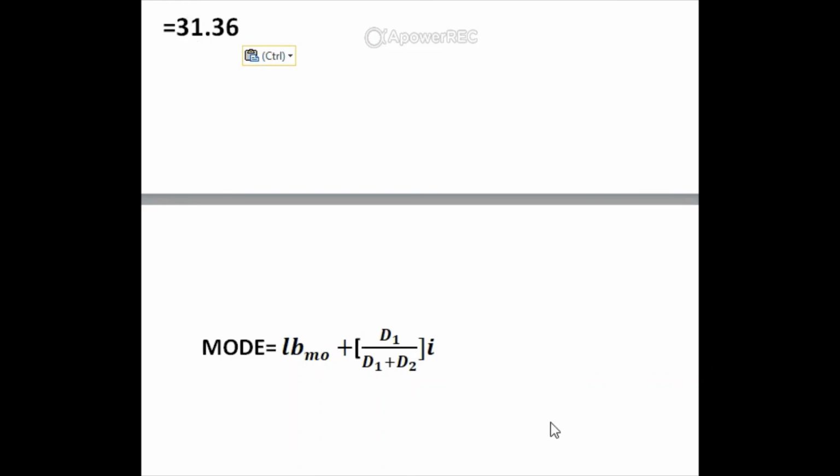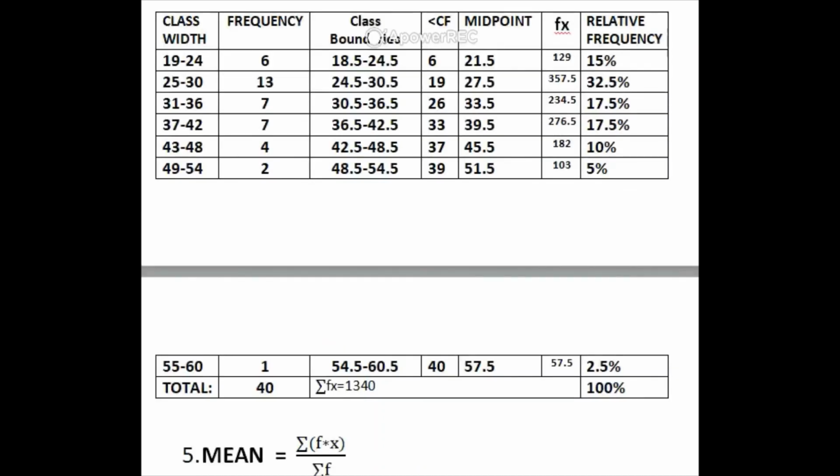Kunin muna natin ang lahat ng data doon sa ating table. Para hindi kayo malito, i-pause nyo muna ang video, then kopyahin ninyo ang ating formula. So, dito, ang titingnan ninyo ay ang frequency. Alin ba dito sa mga frequency na ito ang may pinakamataas? Hindi kasali itong 40 dahil siya ang total frequency. So, dito lang tayo titingin sa 6 hanggang 1. Ang may pinakamataas na frequency ay ang 13.